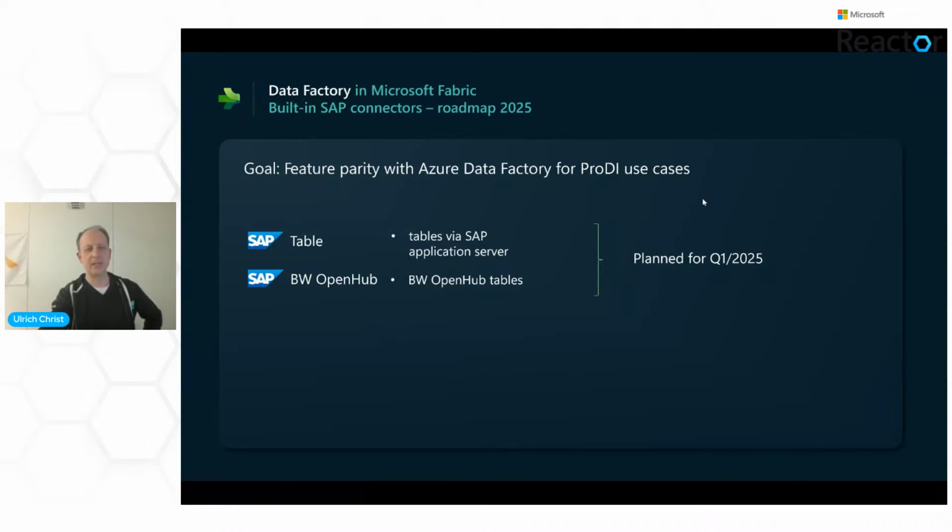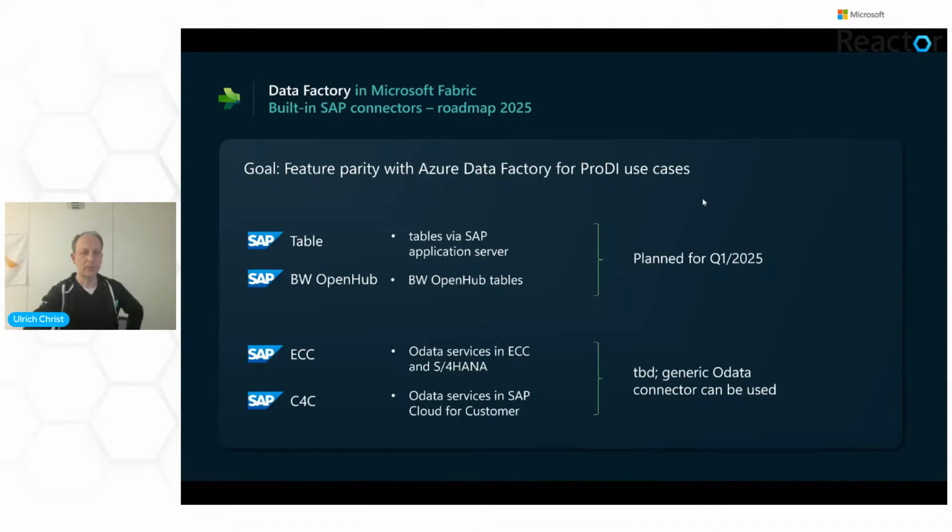And then there's basically two connectors left on the ADF side. That's the SAP ECC connector and the Cloud for Customer connector, C4C. These two connectors are both based on OData, so they connect to OData services in the first case in ECC and S/4HANA, and the second one connects to OData services in SAP Cloud for Customer. Both of them are not so widely adopted, to be honest, so they are more niche use cases.